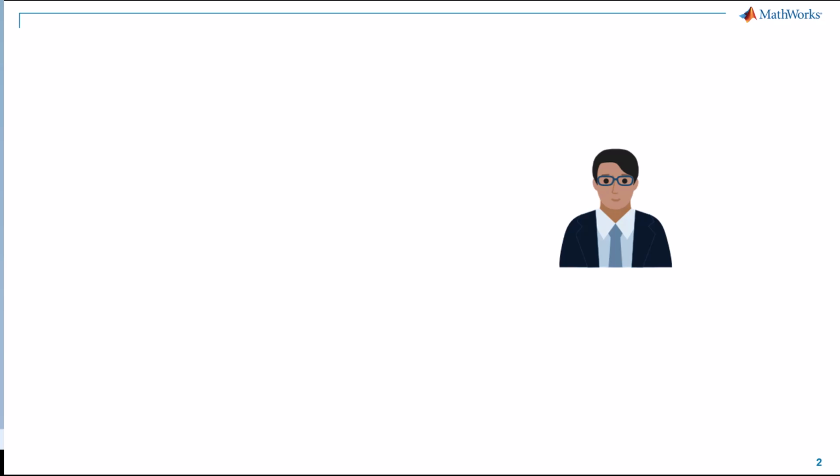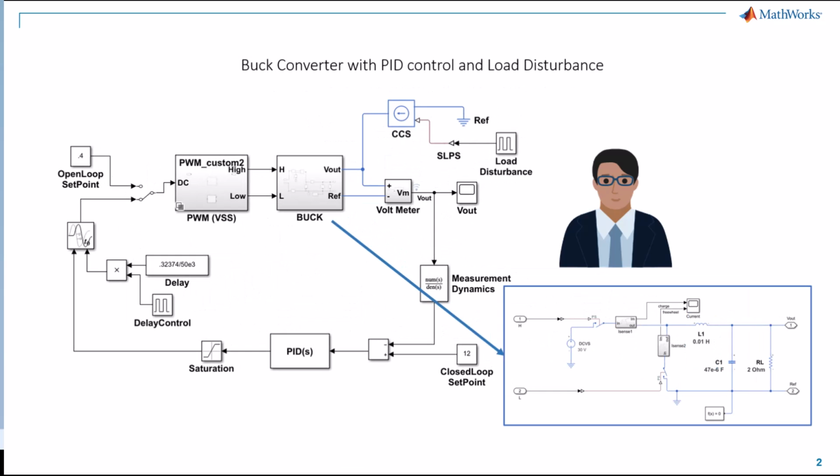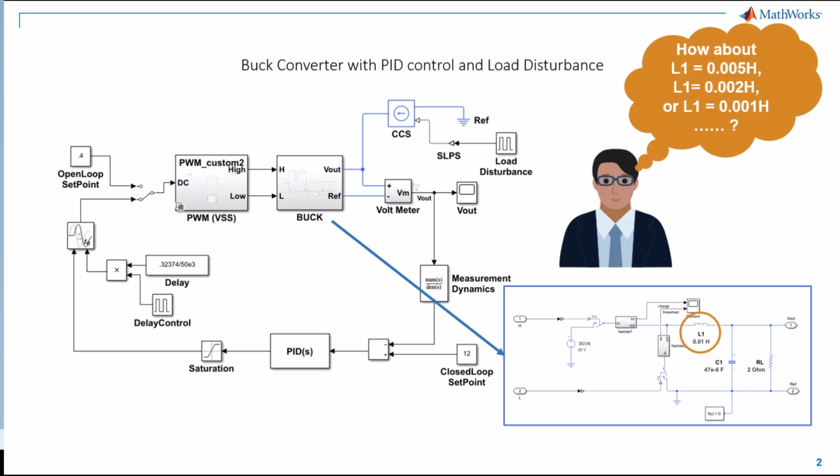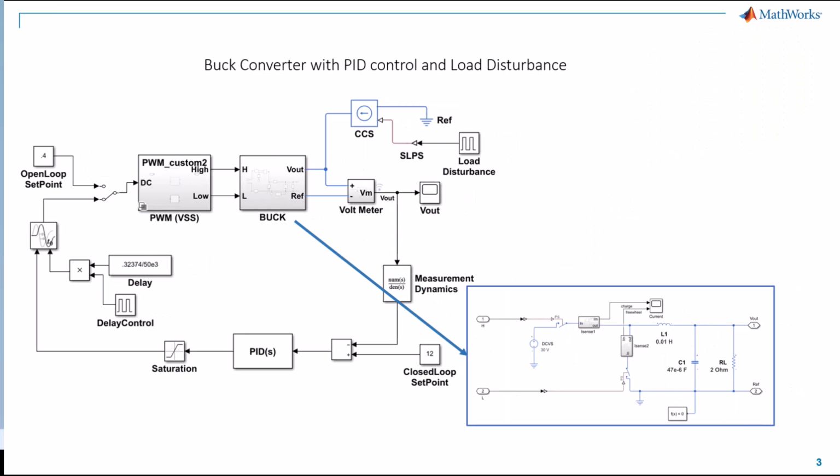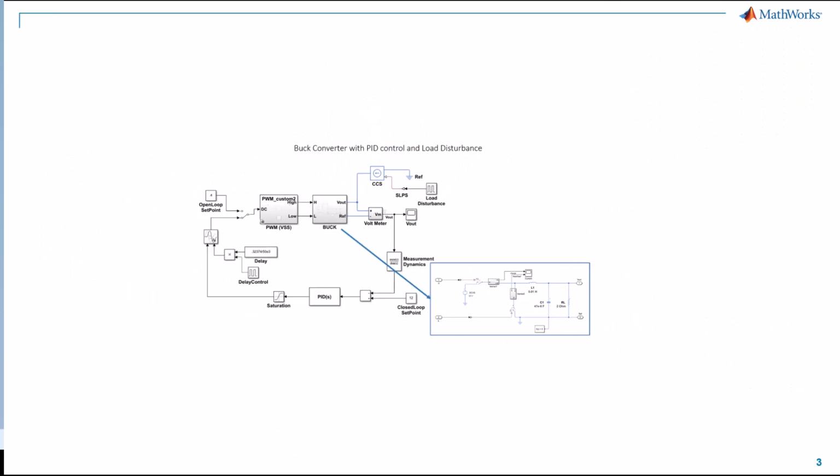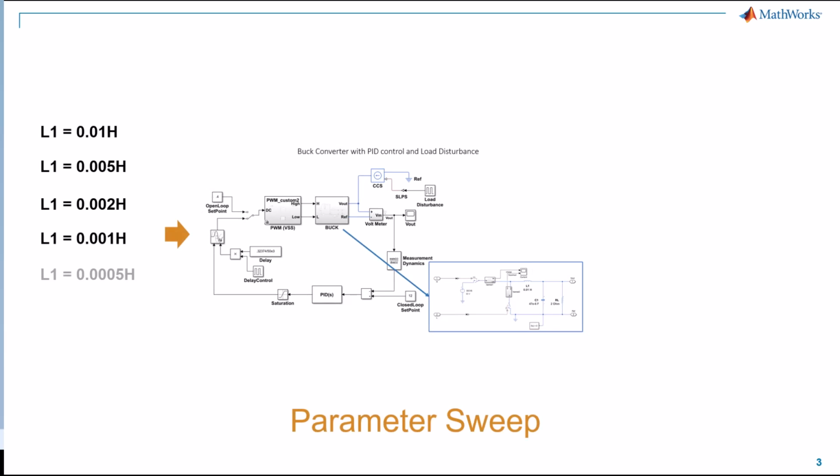After building a dynamic system in Simulink, you may need to iterate over different values of a set of parameters to observe the performance changes of the system. The process of systematically varying the values of parameters is called parameter sweeping.